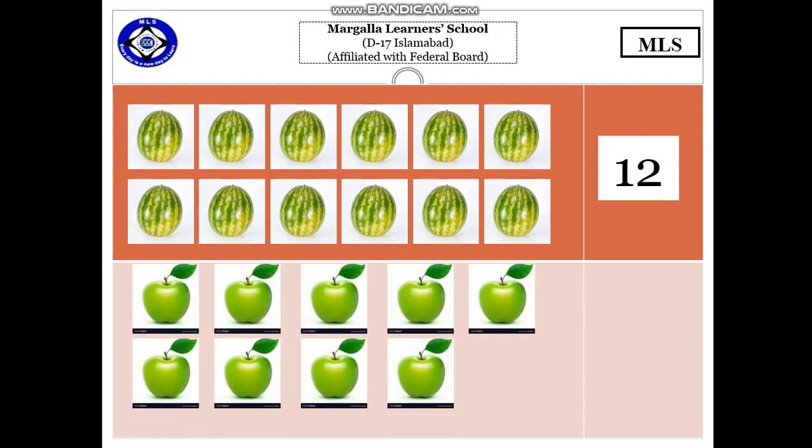Now, let's count the apples. Let's see how many apples are there. 1, 2, 3, 4, 5, 6, 7, 8, 9. There are 9 apples. And we write 9 like this.